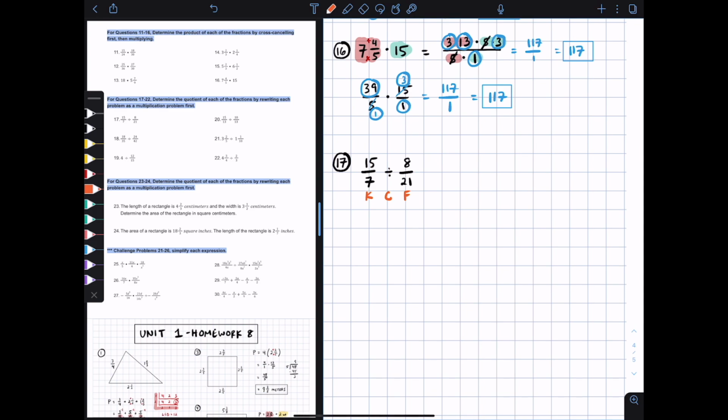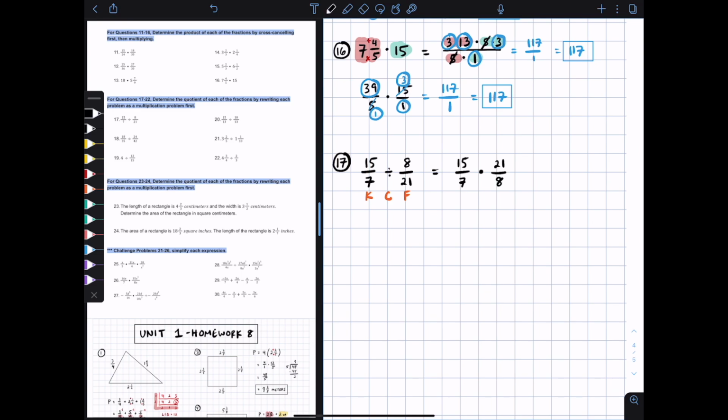So it's not KFC like Kentucky Fried Chicken, but it's KCF. So maybe Kentucky Chicken Fried? I don't know. However you want to think about it. Some people say keep, change, flip. Some people say multiply by the reciprocal, because technically when you flip it, that flipped version is considered a reciprocal. Whatever works for you is perfectly fine. So again, it turns out that you can solve any division problem of fractions by just keeping the first fraction and then multiplying the reciprocal of the second, or the flipped version of the second. So we just flip it upside down.